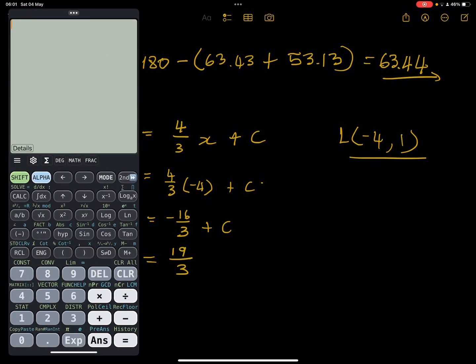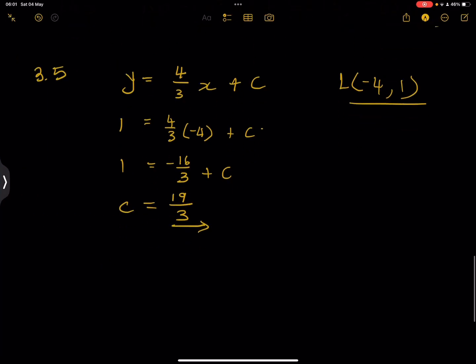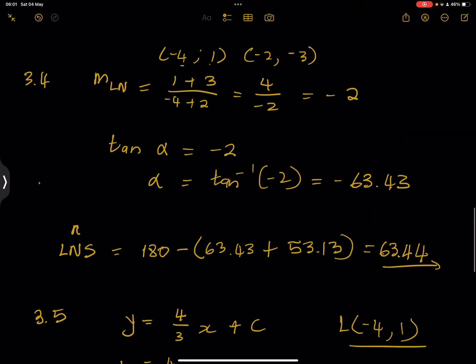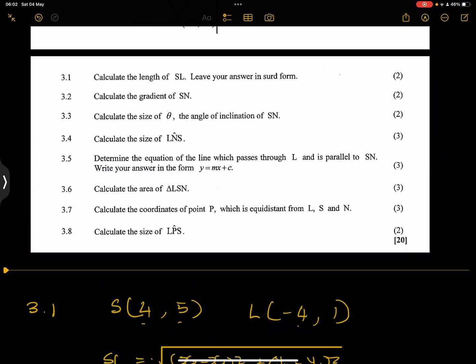Okay, we can verify it. So 1 plus 16/3, that definitely is 19/3. So the equation of that line would be y is equal to 4/3 x plus 19/3. Right, and that's how we get to that line there.